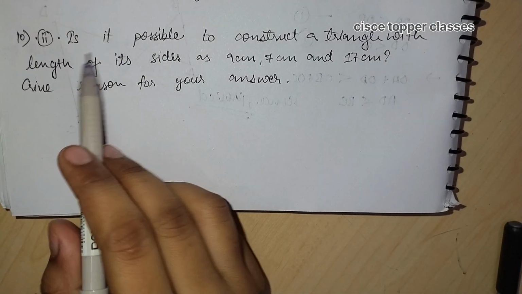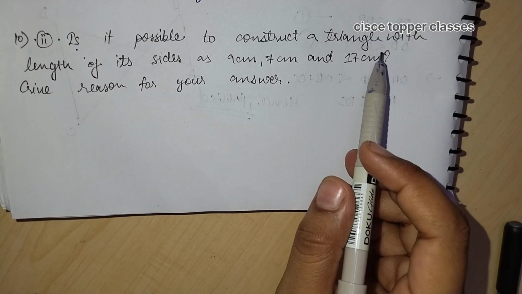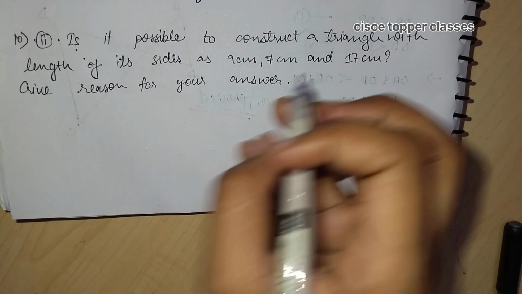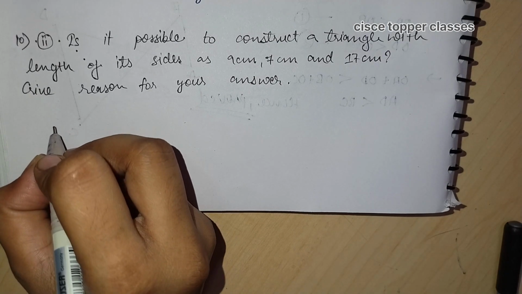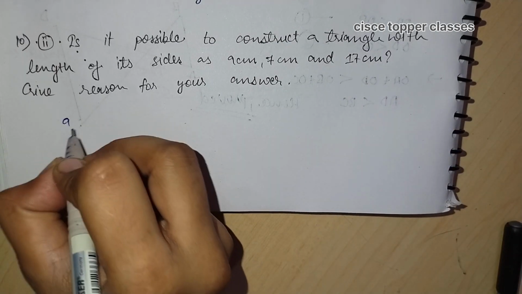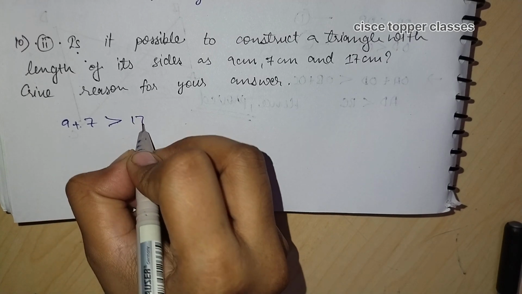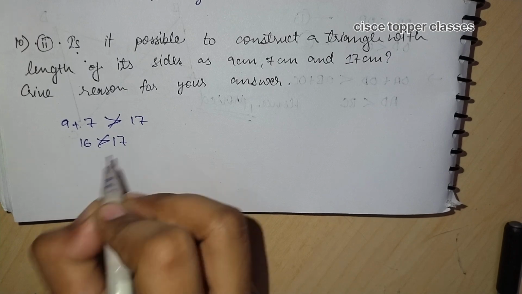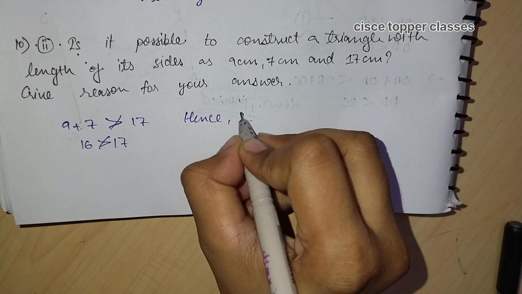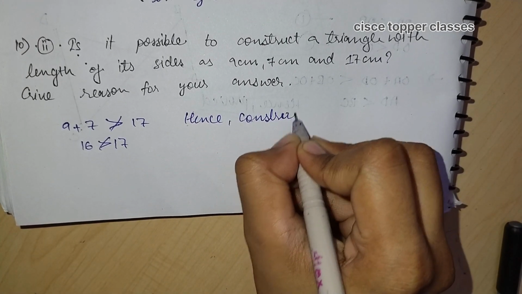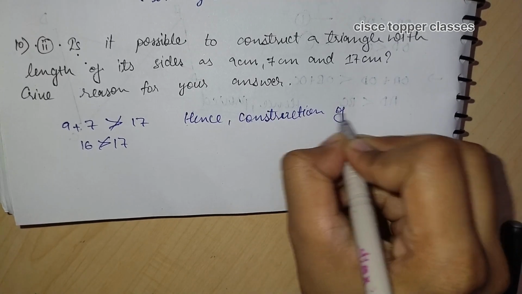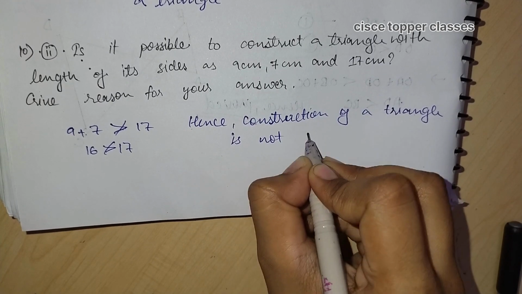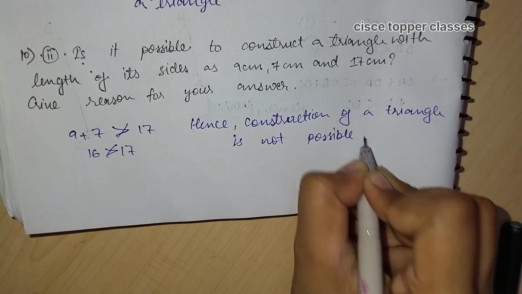Let us solve the 10-second part. We have to find whether it is possible to construct a triangle with sides of 9 centimeter, 7 centimeter and 17 centimeter. The sum of two sides should be greater than the third side. So it should be greater than 17, but this is not possible because 16 is less than 17. Hence, construction of a triangle is not possible here.